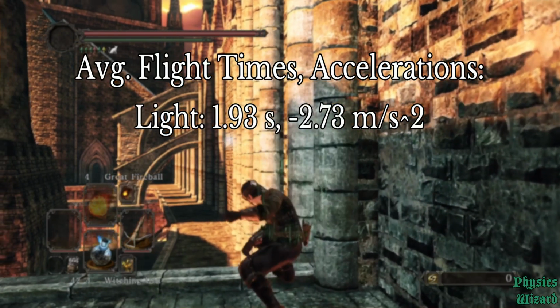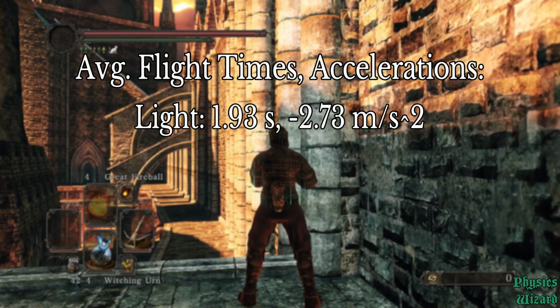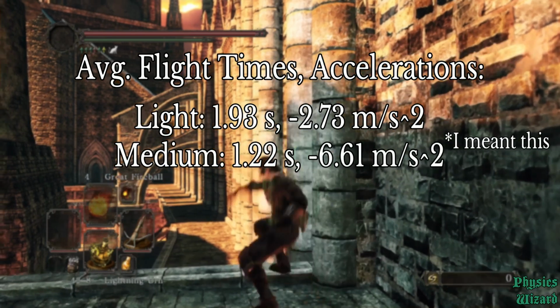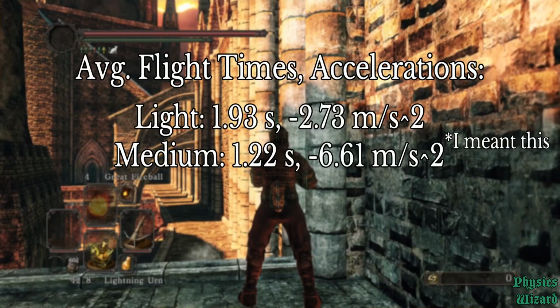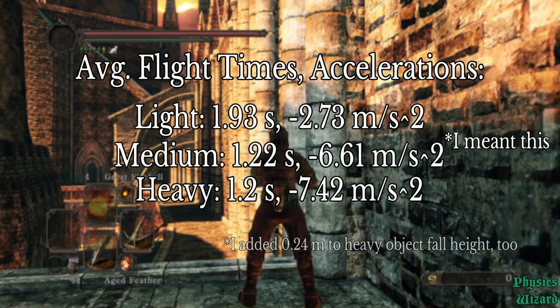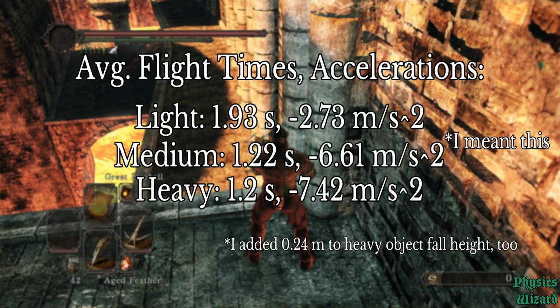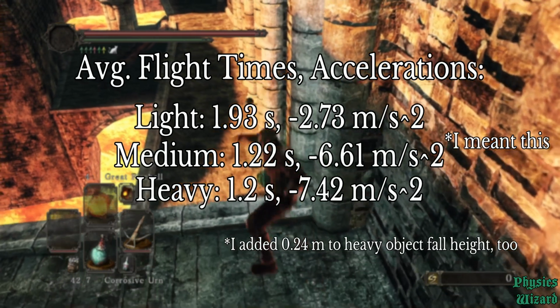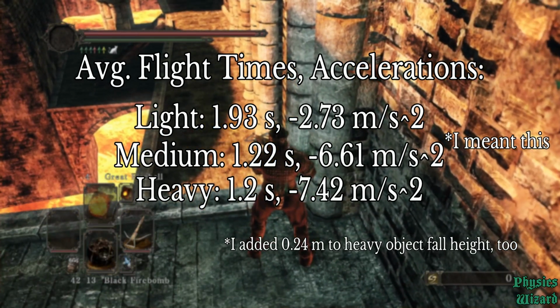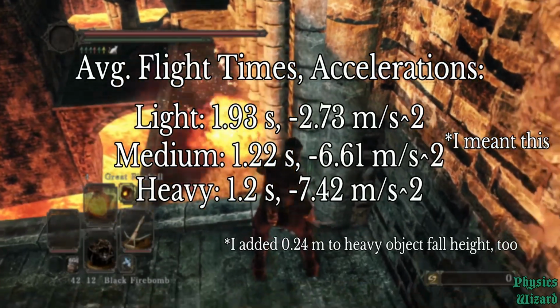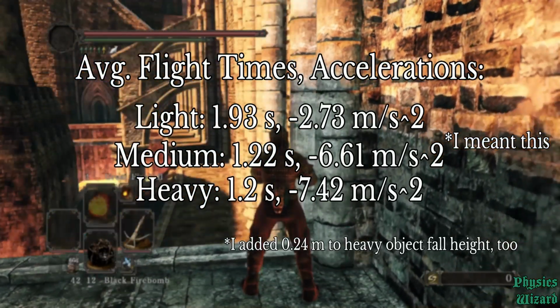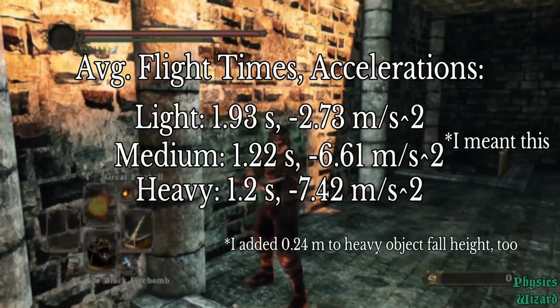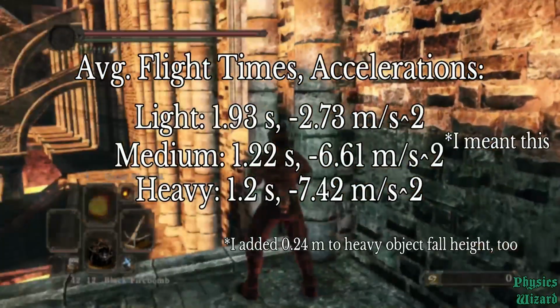Okay, so throwing knives, light objects, hit the ground after an average of 1.93 seconds. Medium objects take 1.25 seconds, and heavy objects take 1.2 seconds after reaching the peak of their throwing arc. This gives average accelerations of negative 2.73, negative 6.35, and negative 7.42 meters per second squared respectively. Well, this is quite unlike what would happen in real life, where they'd all fall at nearly indistinguishable rates. Why might the developers have programmed them this way?